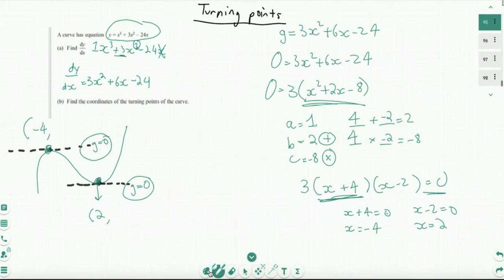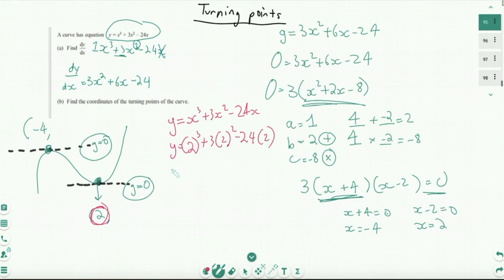Now, we have to find the y coordinate. How do we find the y coordinate for each of these coordinates? Well, what you do is you get your x coordinate and plug it back into the original equation, okay? So y equals x cubed plus 3x squared minus 24x. I'm going to plug 2 into x, okay? So y is equal to 2 cubed plus 3 times 2 squared minus 24 times 2.